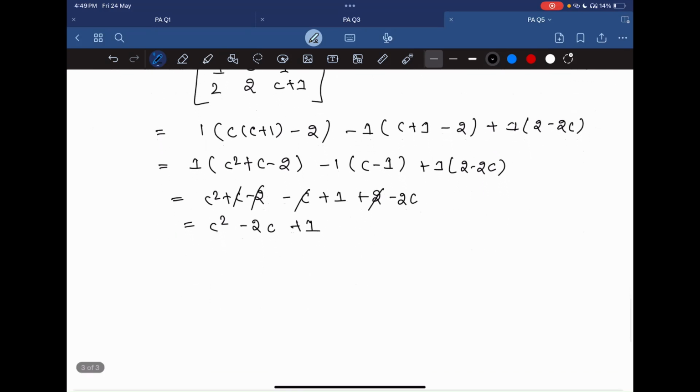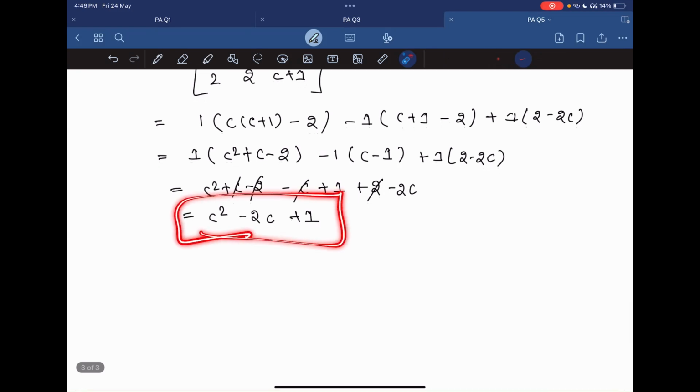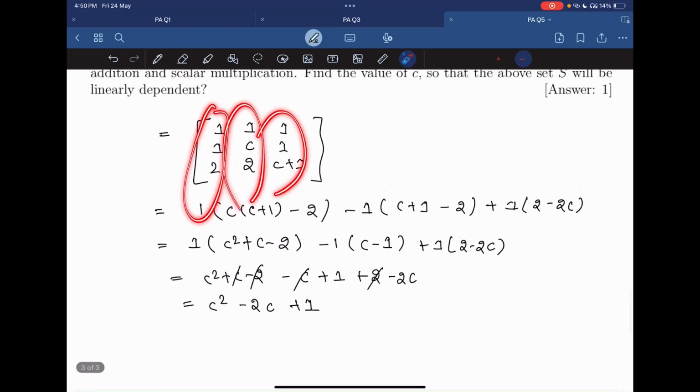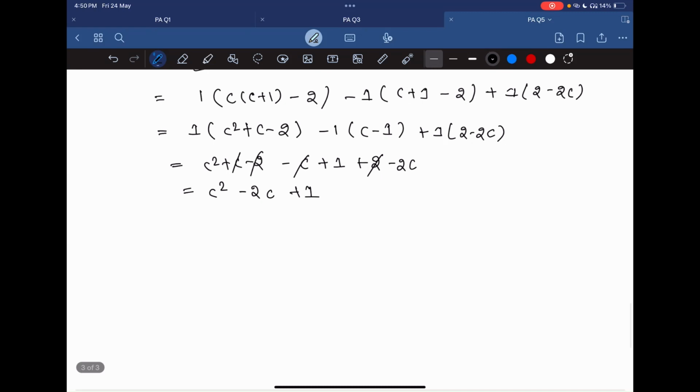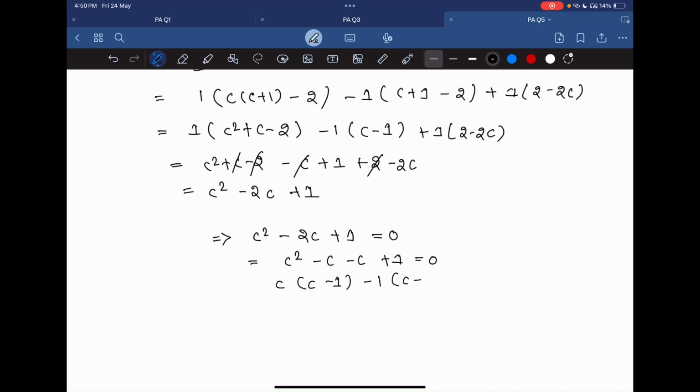So this is the determinant that we will get, and only when this determinant is equal to 0, we will get these vectors as linearly dependent. If the determinant is non-zero, then the vectors are not linearly dependent, they are linearly independent. So on equating this determinant to 0, we will get, so again we got the same answer.